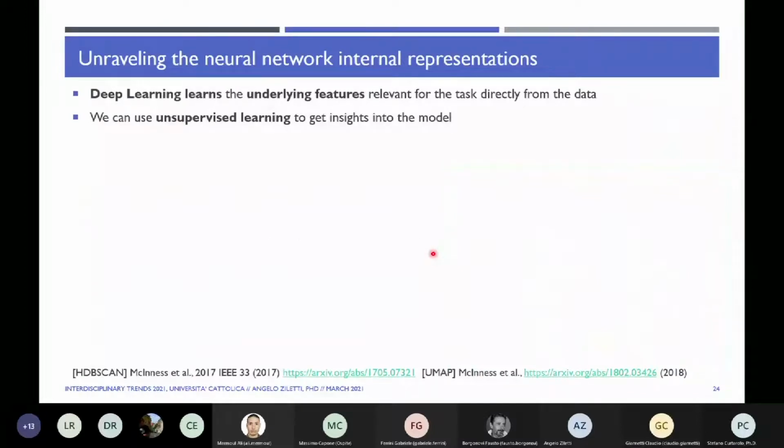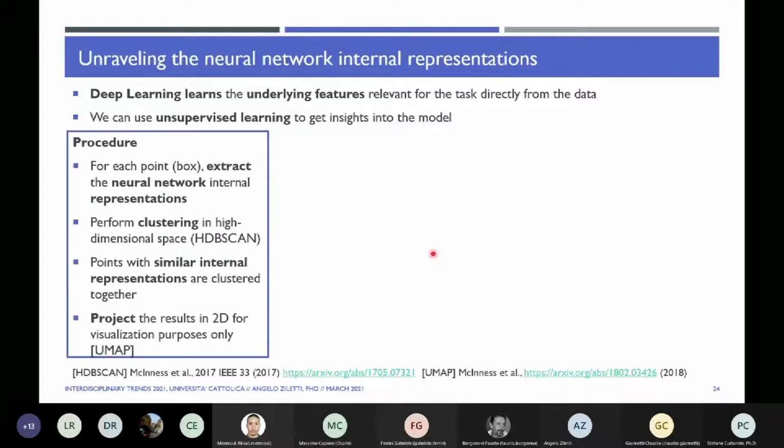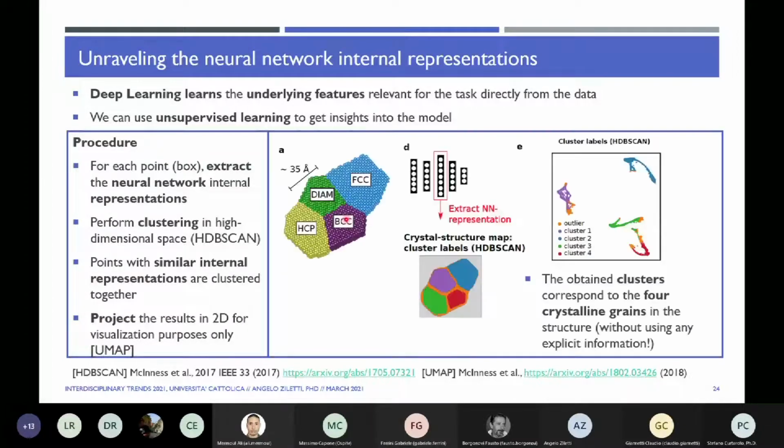And then what we ask ourselves is, I told you, right, the network is learning the representation as you go through the layers. And now we ask, can we get some insights looking at this internal representation that the network got? Of course, we don't know what to ask, we don't know what to look for, so we can use unsupervised learning. And the procedure is quite simple.